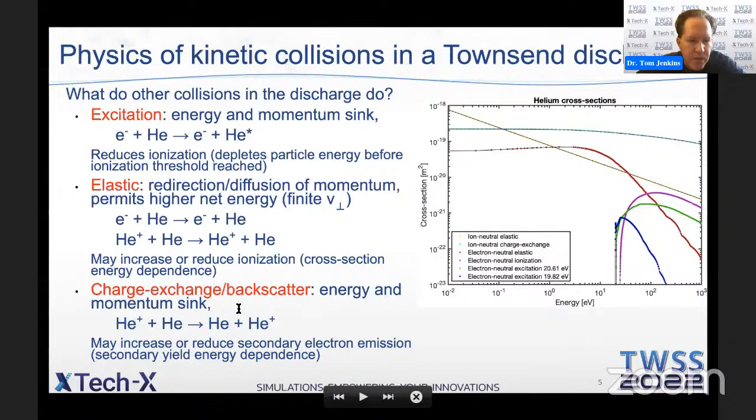And for the ions, we have charge exchange, backscattering type processes. And this again is a sink of energy and momentum. And instead of affecting the ionization directly, that may affect the secondary electron emission. If we go to a higher energy or lower energy state, do we get fewer electrons when we hit the cathode, or do we get more of them? So there's some dependence there.